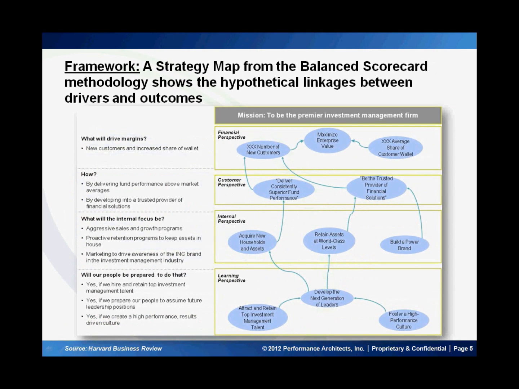Now earlier, I had mentioned this idea of drivers and outcomes, and I'd like to expand on that here. This diagram shows a strategy map from the Balanced Scorecard methodology. Starting at the top, we can see how organizational goals, our outcomes, are filtered down into singular drivers at the bottom. Let's take this example and expand a bit.